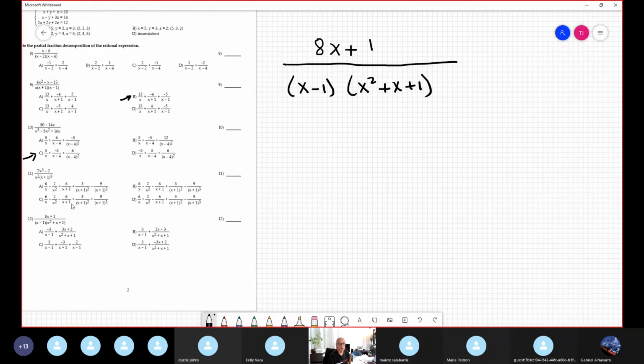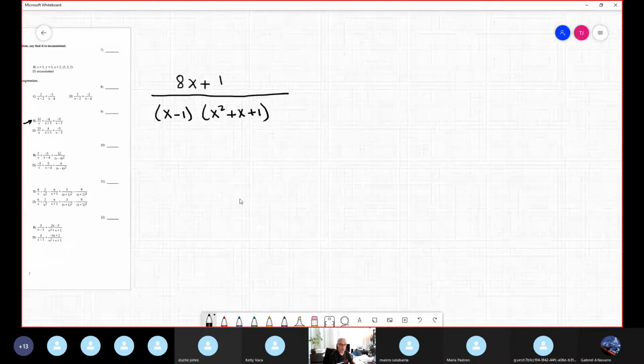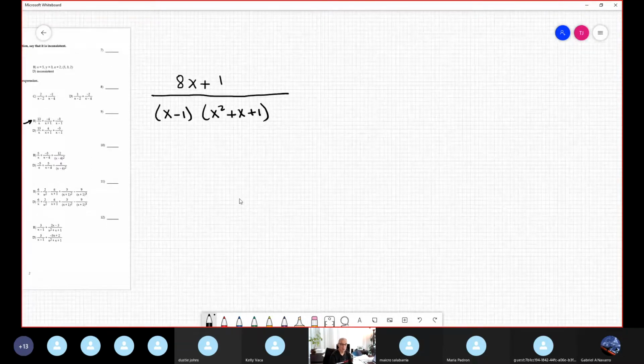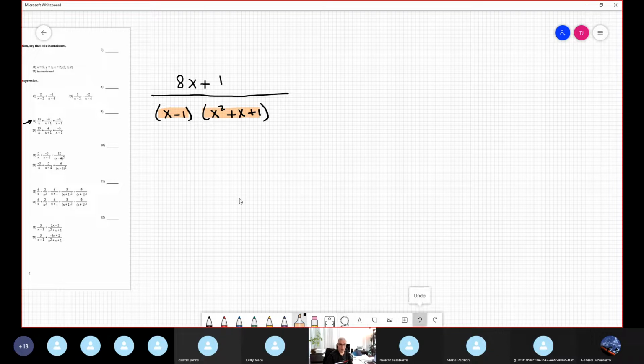Okay, this is problem 12. So you realize that the denominator is already factored, because this factor is real non-repeated and this factor is an irreducible quadratic expression. How do you know? Well, I know by memory. But for the students that don't know, no problem, you can investigate. How do you investigate?